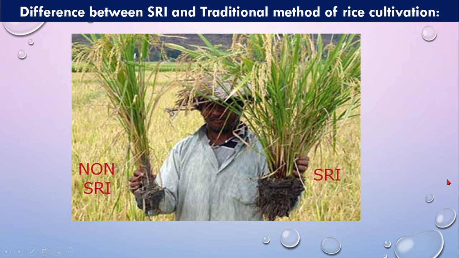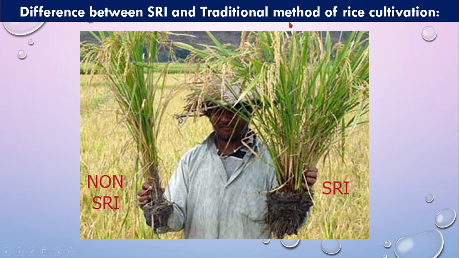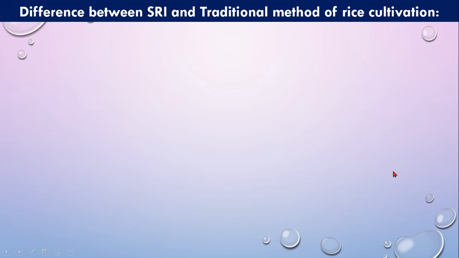And now, the difference between SRI and the traditional method of rice cultivation. This is the main difference. As you see, this is the plant which we planted in the traditional method. Here you see the panicle is not too much, but here there are lots of panicles, that means the tillers are more and the grain is more as well. This is the main difference.